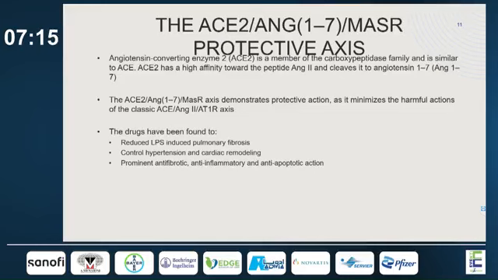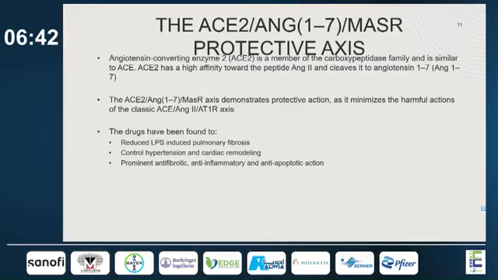Another group of drugs uses the ACE2, angiotensin 1 to 7, and MAS receptor protective axis. Angiotensin converting enzyme 2 is a member of the carboxypeptidase family and is similar to the ACE. It has a high affinity towards angiotensin II and cleaves the angiotensin II, which is harmful, into angiotensin 1 to 7.